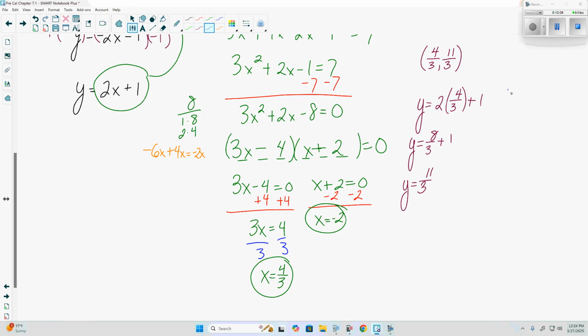We'll do the same thing for negative 2. y is equal to 2 times negative 2 plus 1. y is equal to negative 4 plus 1, so y is negative 3.